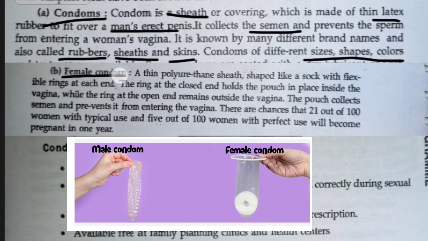While female condoms are made up of thin polyurethane sheets, and have two rings, one on each end. It is a sac or pouch-like structure, and its main function is also the same, to not let the sperm inside the vaginal wall. And even after using female condoms, there are a few chances that women might get pregnant.